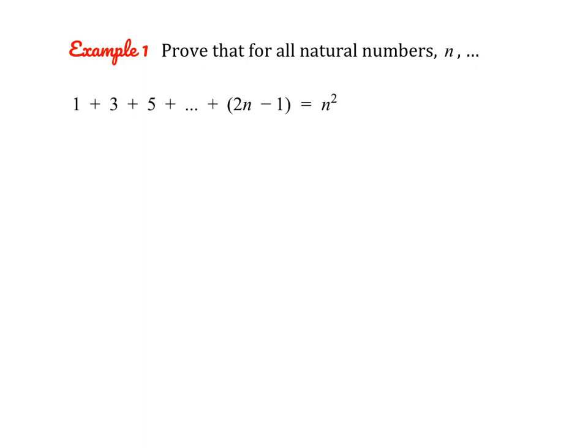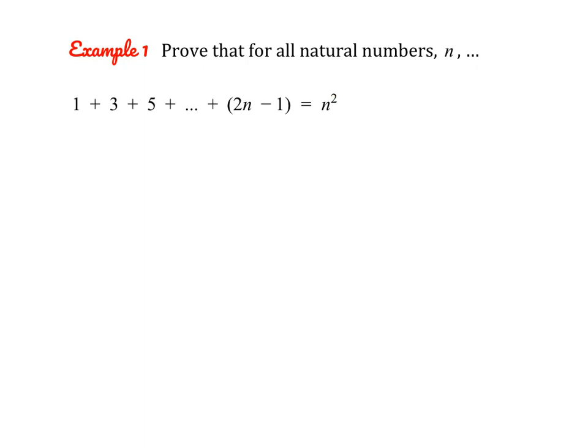Okay, let's give this first one a try together. So we're trying to prove that for all natural numbers n, 1 plus 3 plus 5 plus so forth plus 2n minus 1 is going to equal n squared. If you look at what's happening here, we have an arithmetic series, a series of odd numbers. So the conjecture is, if you add up n odd numbers, then the sum is going to be n squared.